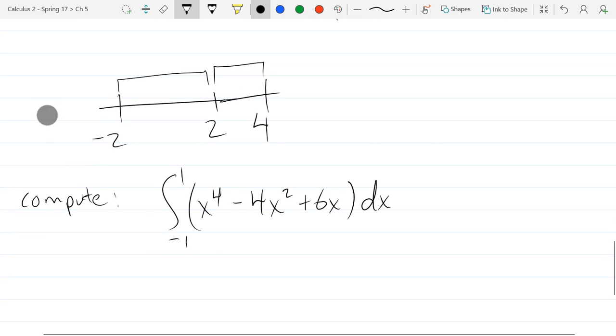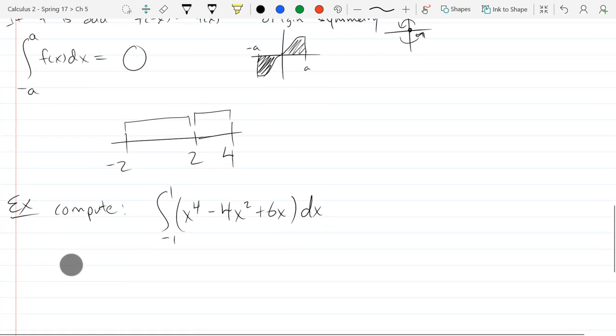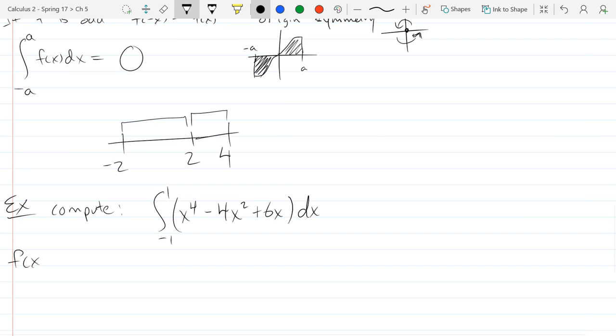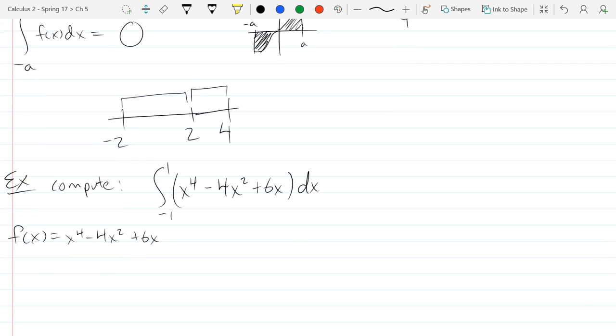So what function are we integrating? We're integrating this fourth degree polynomial, x to the fourth minus 4x squared plus 6x. So it should be even. Is this an even function?